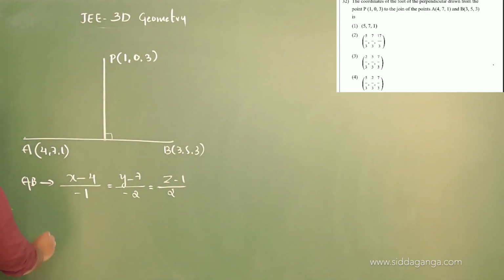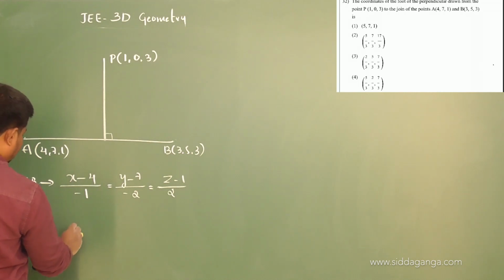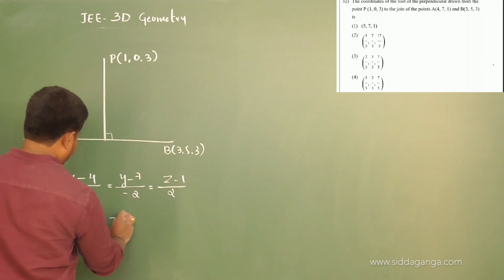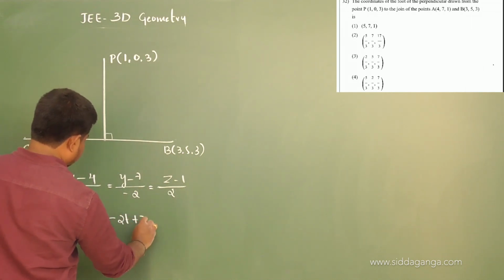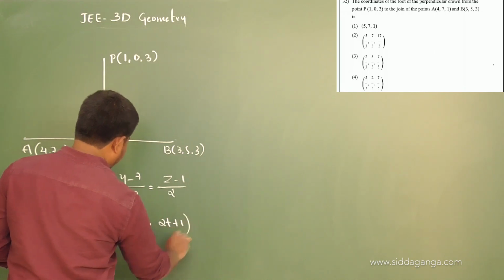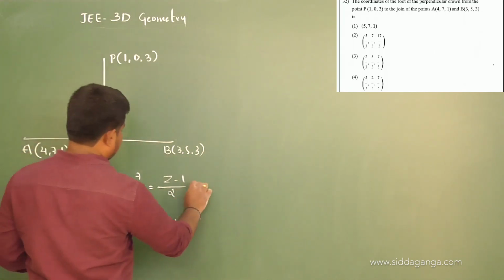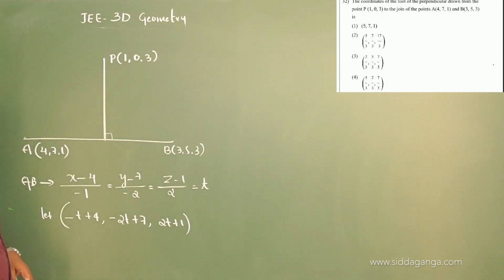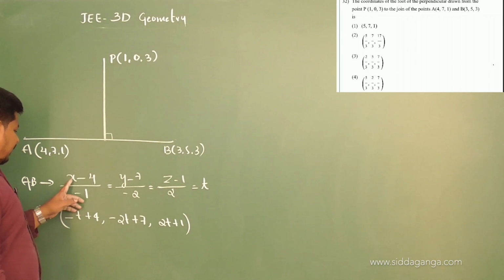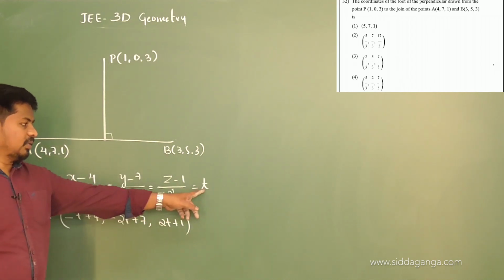Now let us take (minus t plus 4, minus 2t plus 7, and 2t plus 1) to be any point on this line. Let us take this equal to some t. We have discussed this before. In place of x, if you substitute minus t plus 4, the plus 4 and minus 4 get cancelled, minus t by minus 1, so that is equal to t.